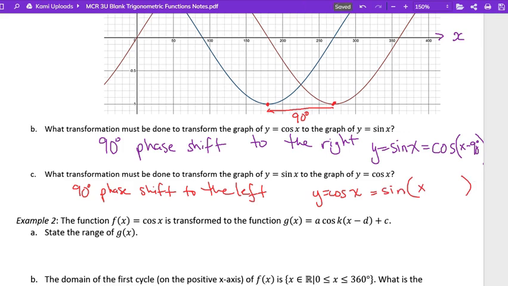What do I add? Plus 90, right? I'm going to the left. Dudes in the back. Thank you.